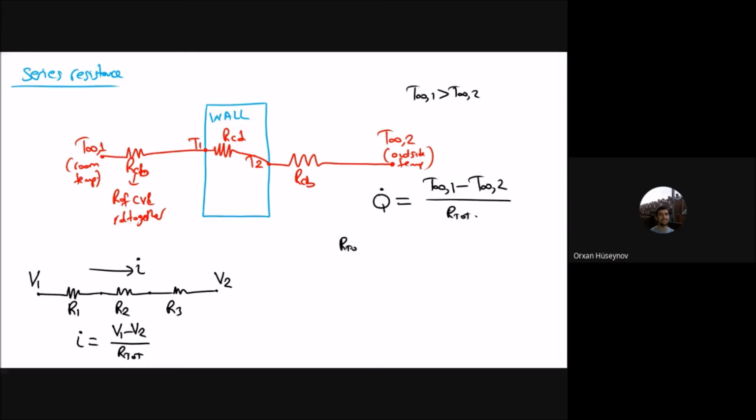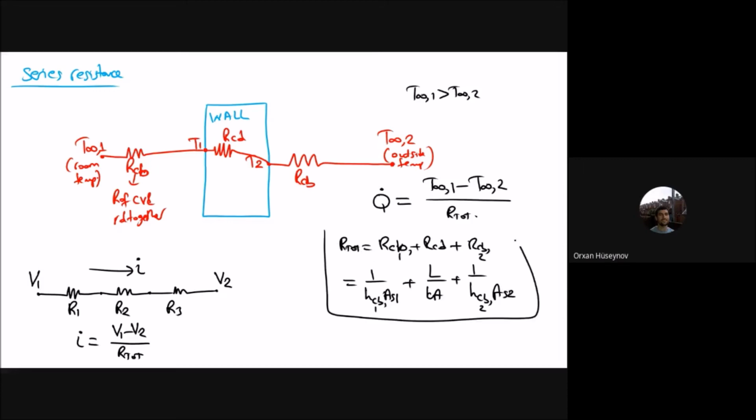The total resistance is the resistance of CV, or the combined, plus the resistance of CD and the resistance of combined 2. This one is 1, this one is 2. If I add it, it will be 1 by h_combined,1 A_s1 plus, for R_CD, L by kA, plus for the combined 2, 1 by h_combined,2 A_s2. This will be the equation, and this will be the heat flow. With these equations, now you can solve the heat transfer in a series form.